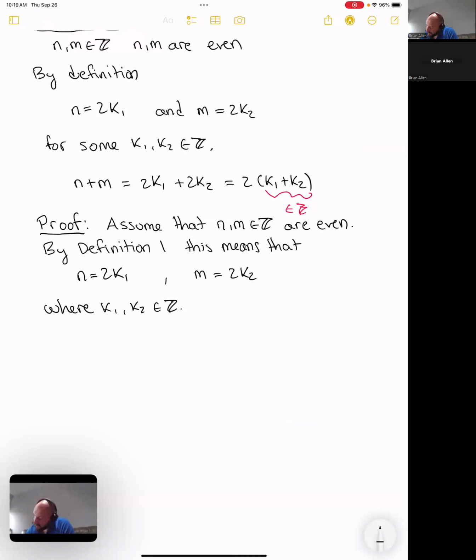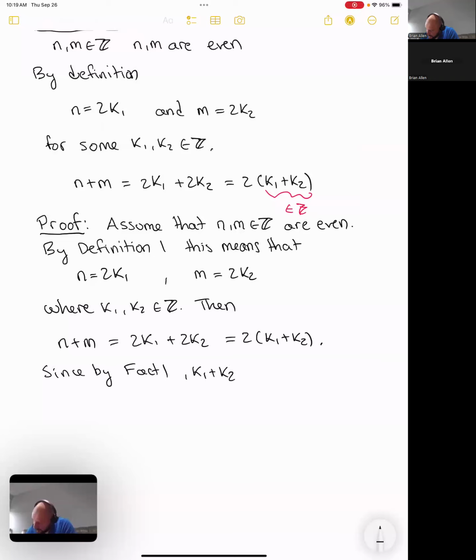Okay, so now we have to do something with that, right? And so we know what to do from our sketch. So then if we add n plus m, because that's the thing we want to try to show is even, and use our characterization of n and m, now we can do a step of algebra, pulling out the 2. Okay, great. Now we need to wrap this up for the reader. So again, by these facts I gave you, fact one, we know that k1 plus k2 is an integer.